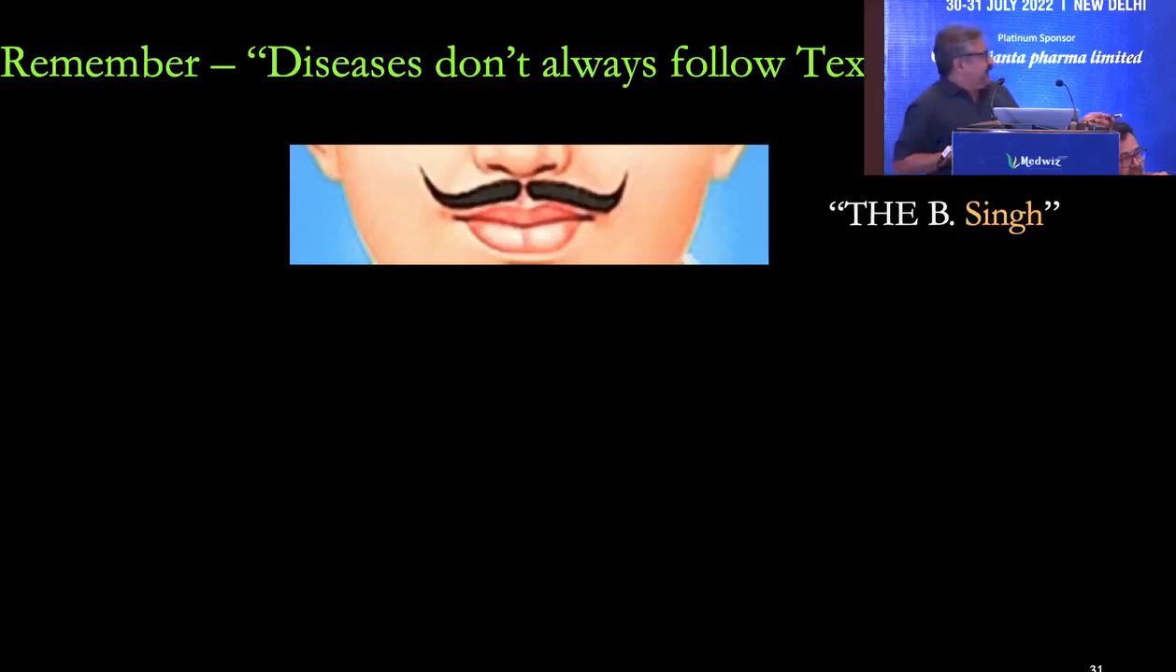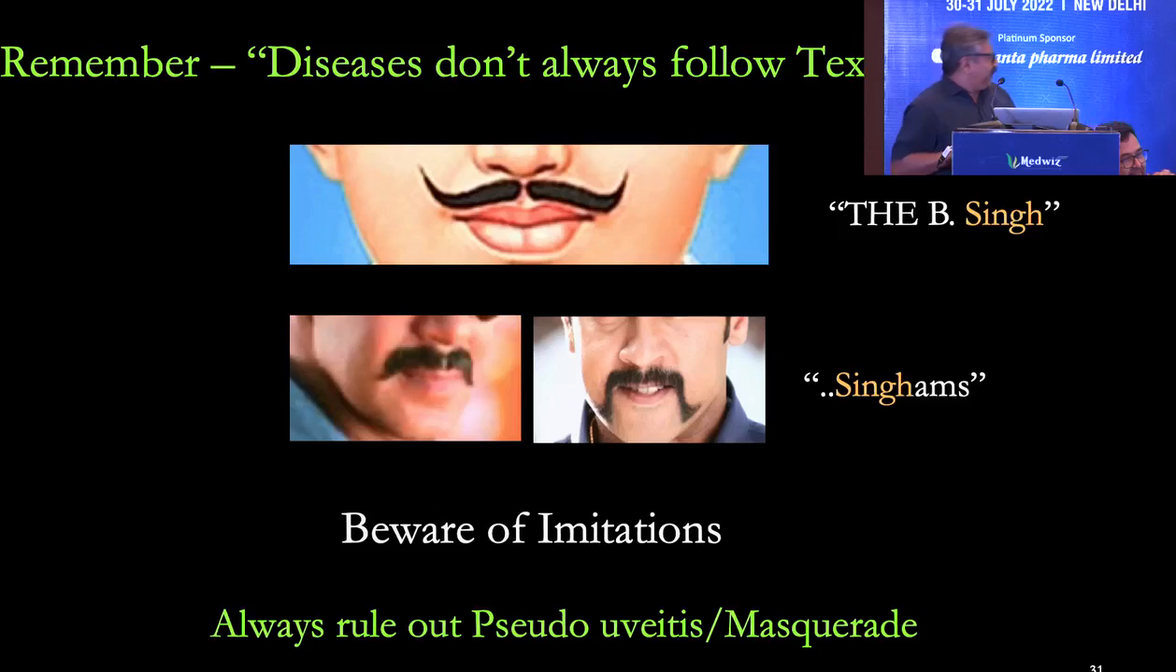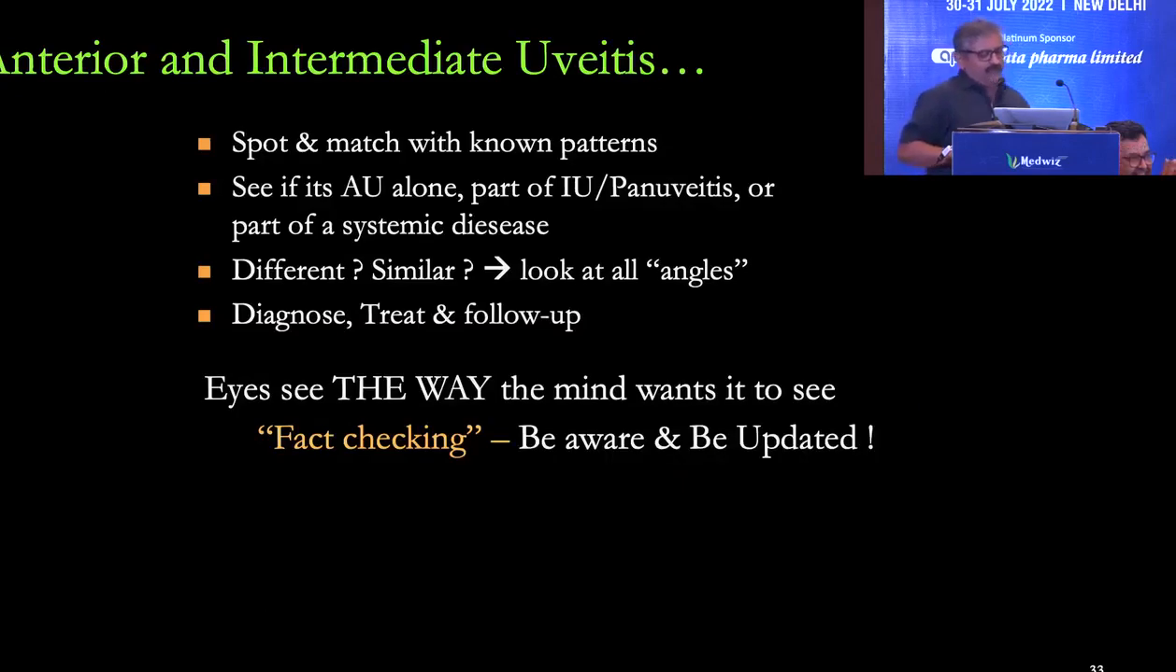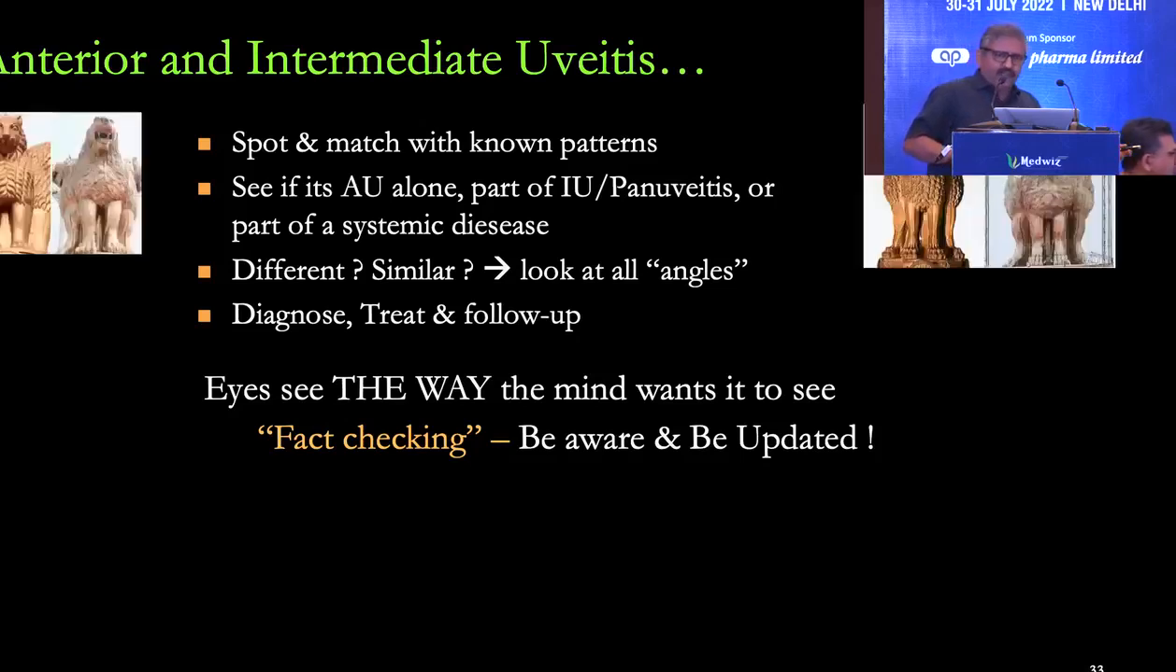Beware of imitations. Always rule out pseudo-uveitis as masquerade. So to conclude, spot and match with known patterns. Sometimes they may be very similar or they may be different. You might wonder what it is. See if it's anterior uveitis alone or part of an intermediate uveitis or panuveitis or part of a systemic disease. Sometimes they look different or they may be similar.